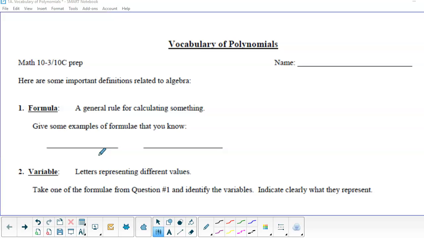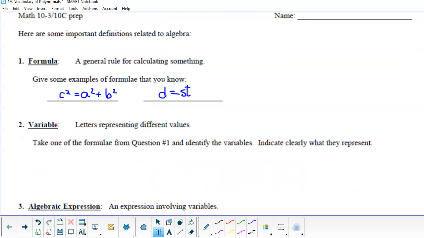So if you take a look, it gives you a definition. A formula is a general rule for calculating something. So give some examples of formulas that you know. Think about different ones that you might have used in science, in math, any type of formula. I'm going to use the Pythagorean theorem and distance equals speed times time. Okay, so I've written out those formulas there.